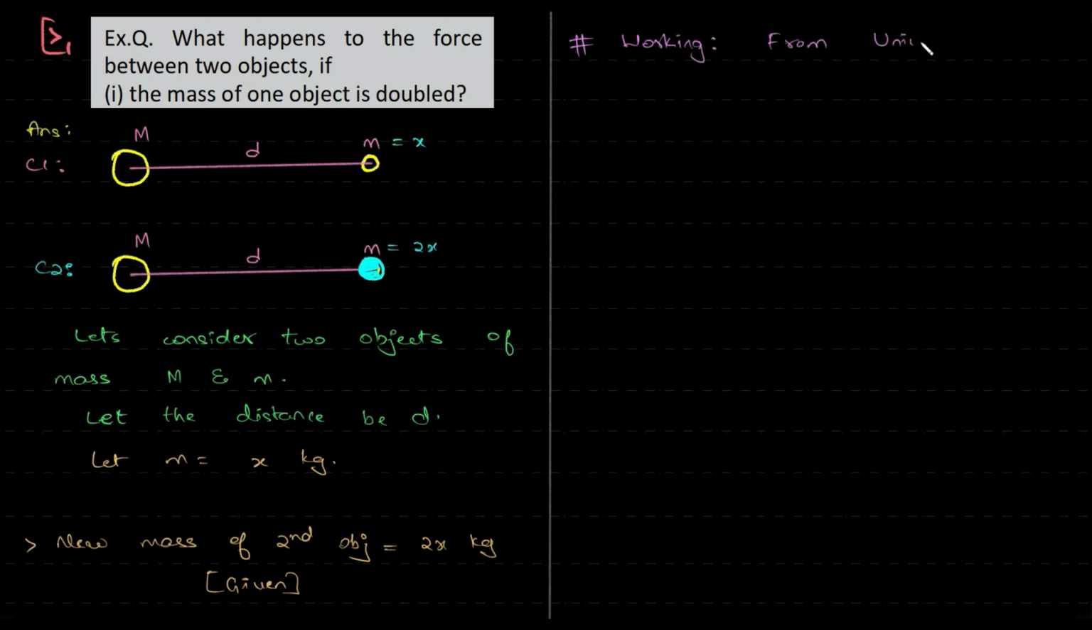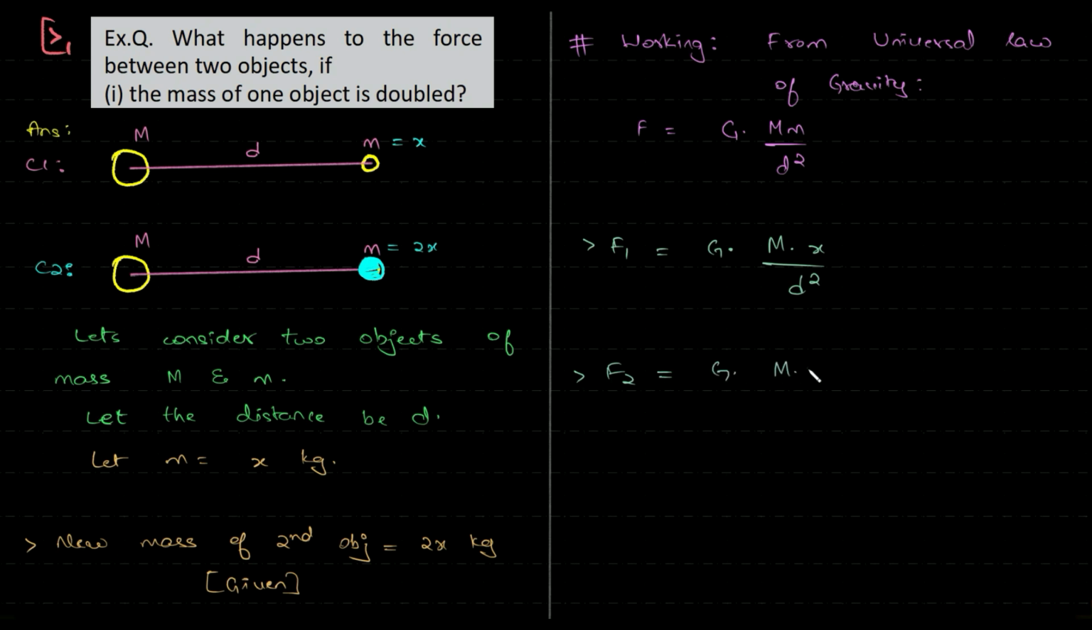From the universal law of gravity, what is it that we're looking at? We're looking at F is equal to G into capital M small m by d square. The next step would be F1, which is equal to G into M, capital M being M and small m being x, divided by d square itself. While our F2 would be G into M, this is 2x, by d square. Right guys, agree?